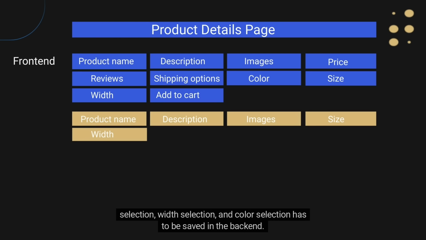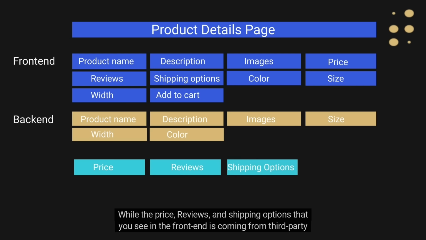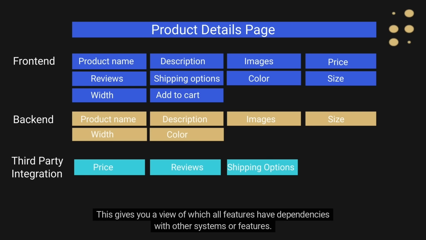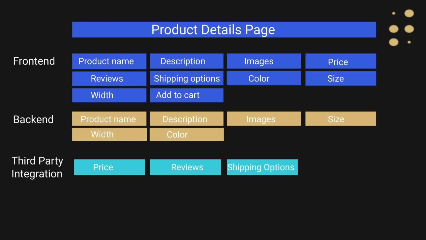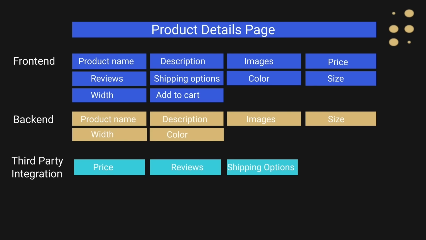As we discussed earlier, let's imagine data for the features like product name, description, images, size selection, width selection, and color selection has to be saved in the back end, while the price, reviews, and shipping options that you see in the front end is coming from third-party integrations. This gives you a view of which all features have dependencies with other systems or features. This is not just helpful in writing the stories, but this will help the entire team to understand the dependencies and functionalities easily.